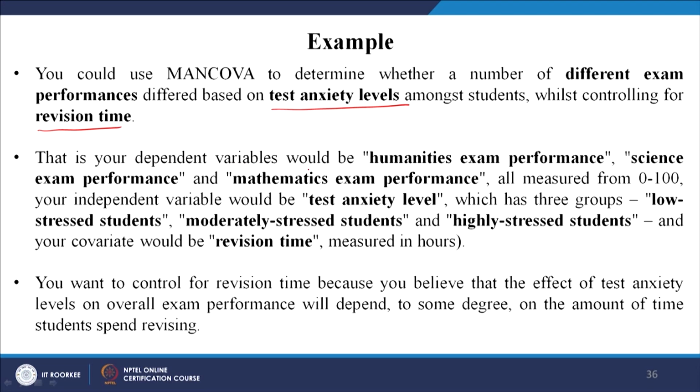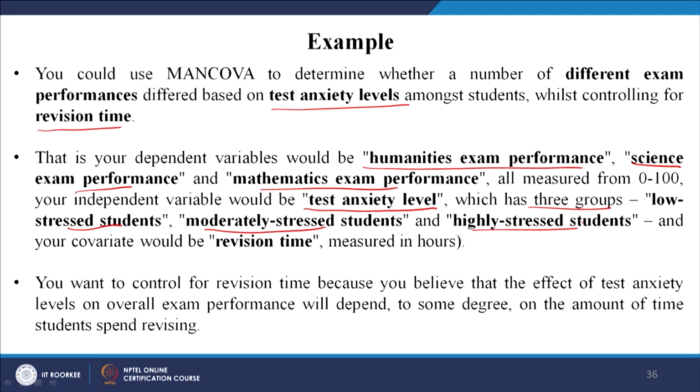Your dependent variables would be humanities exam performance, science exam performance and maths exam performance. 3 exams are there, so 3 dependent variables are there, right. All measured from 0 to 100, how much score a student has scored. The independent variable would be the test anxiety level, which has several levels. What are they? 3 groups: low stress students, moderately stressed students and highly stressed students. So, we are trying to see whether the stress level of the student has an effect on the exam performance for humanities, science and mathematics equally or differently, right.